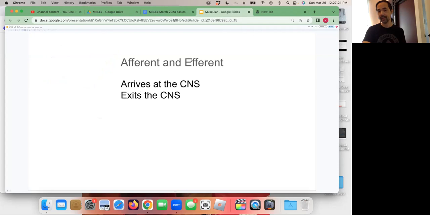Remember that afferent and efferent can be memorized or identified by their letters. So afferent arrives at the central nervous system, efferent exits the central nervous system. Also remember, when we talk about the central nervous system, we mean the spinal cord and we mean the brain, right? So we don't often think, for some reason, that receiving sensory information and sending out motor information is the job of the brain, but it happens in the spinal cord as well.